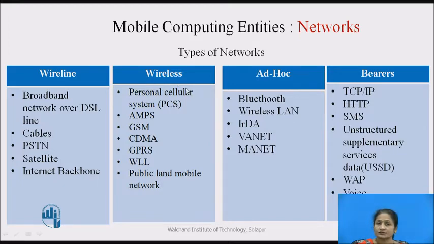Next is the wireless network. Wireless networks are wireless connections, and their purpose is communication. They can be a personal cellular system, AMPS or GSM system, CDMA system, GPRS system, or wireless LAN, or it may be public telephone networks. Part of the public telephone network is the landline only, meaning through the landline you can connect to mobile wireless also.